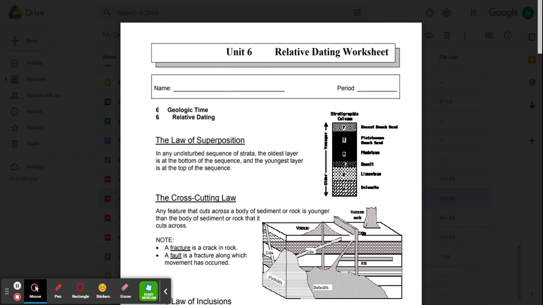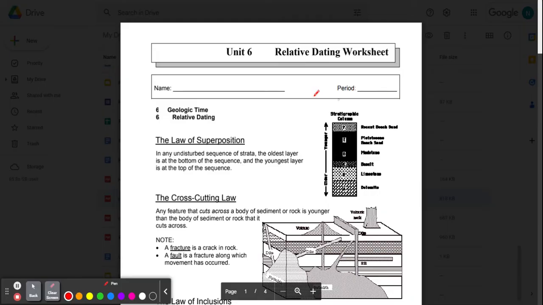All right, so here is the second worksheet you should be working on today. This one should be titled Relative Dating Worksheet. So make sure you have the Relative Dating Worksheet one in front of you. Okay, we're going over the laws again.